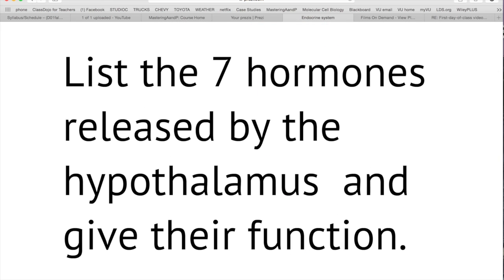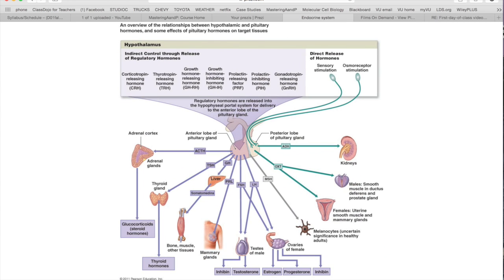Alright, next are the seven hormones released by the hypothalamus with their function. So these are all regulatory hormones. The first is CRH, corticotropin releasing hormone, and it goes to the pituitary and causes the release of ACTH. Next is TRH, thyrotropin releasing hormone, which goes to the pituitary and causes the release of TSH. Growth hormone releasing hormone and growth hormone inhibiting hormone both go to the pituitary and cause the release of growth hormone or stop the release of growth hormone.